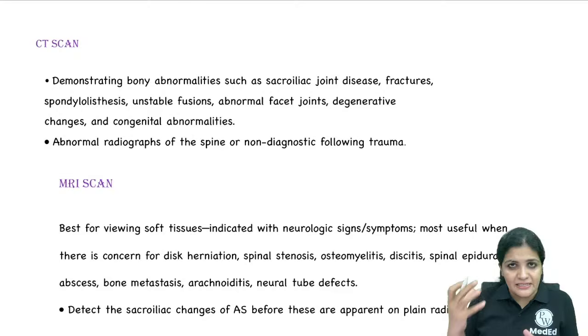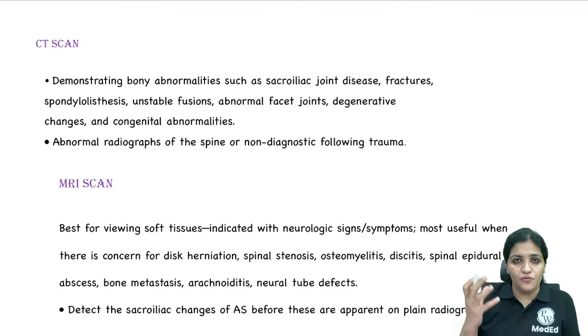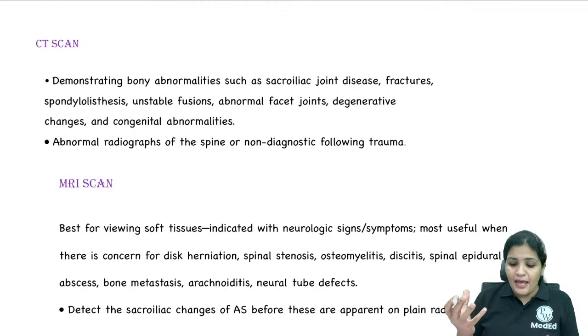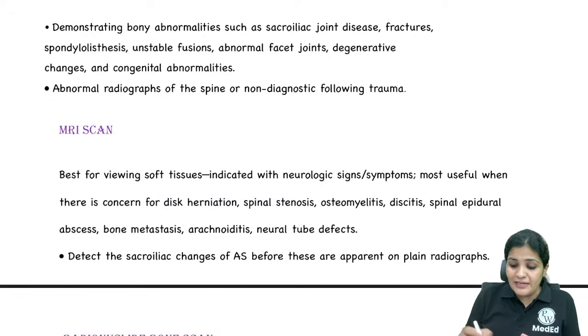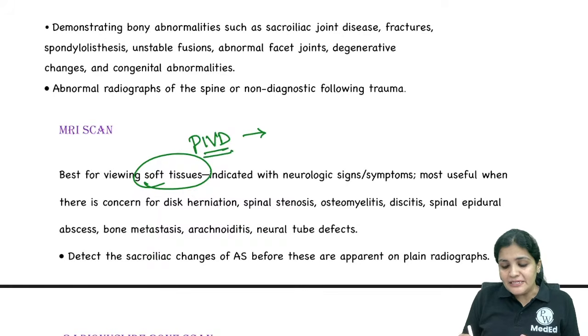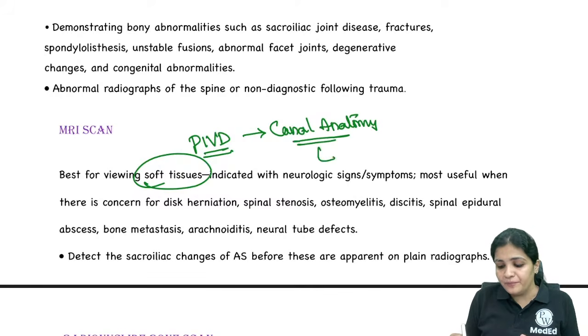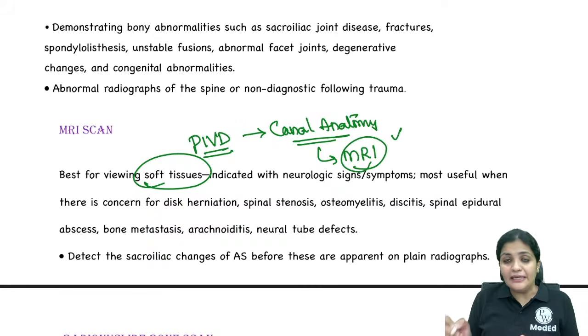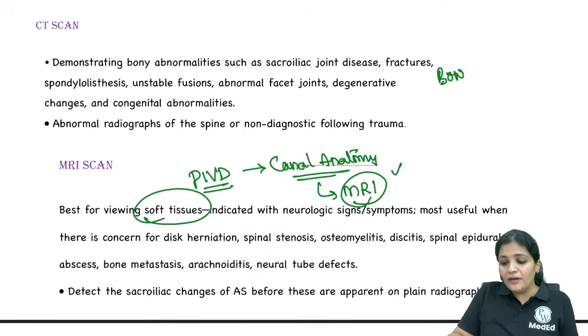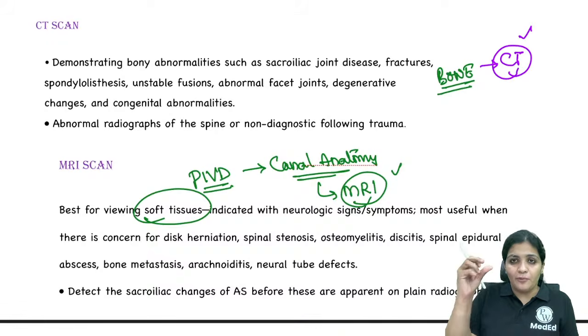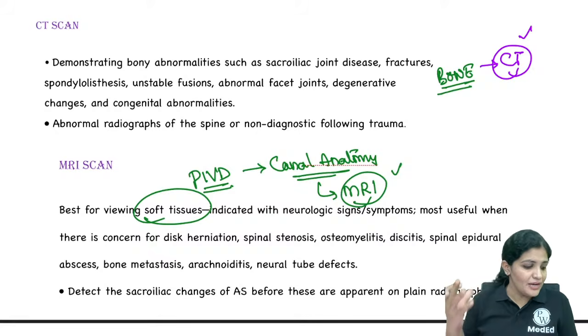If the X-ray doesn't give you a good diagnosis, then you can go for a CT scan. For certain fractures, usually for trauma, we go for CT scans, right? But for soft tissue viewing, if you want to understand the PIVD, the prolapsed intervertebral disc, or you want to understand the canal anatomy, you always go for MRI. If neurological symptoms are present, any problem with the neurology, you have to go for MRI. Any problem with the bone anatomy, if there is a fracture and you want to understand the fracture pattern, or read about the vertebrae and the facet joints, then you can go for your CT scan.